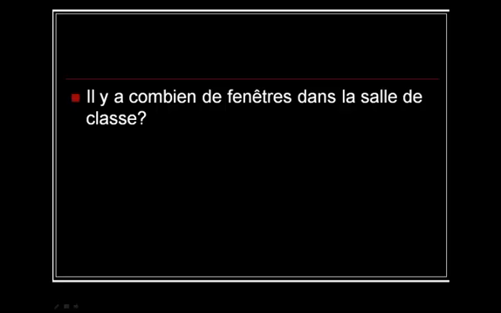I don't know if you remember it, but at the very beginning of the year we saw it used in sentences like this. The question, il y a combien de fenêtres dans la salle de classe? There are how many windows in the classroom? Well, we learned that we could answer it with il y a 5 fenêtres, or we could answer with il y en a 5, where instead of repeating the noun fenêtre, we use the pronoun en to say there are 5 of them.